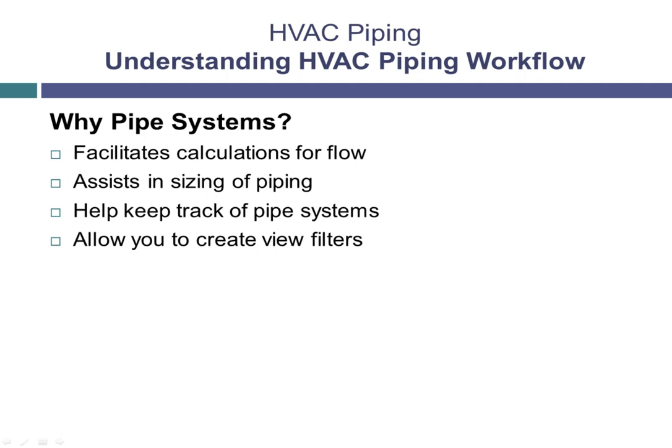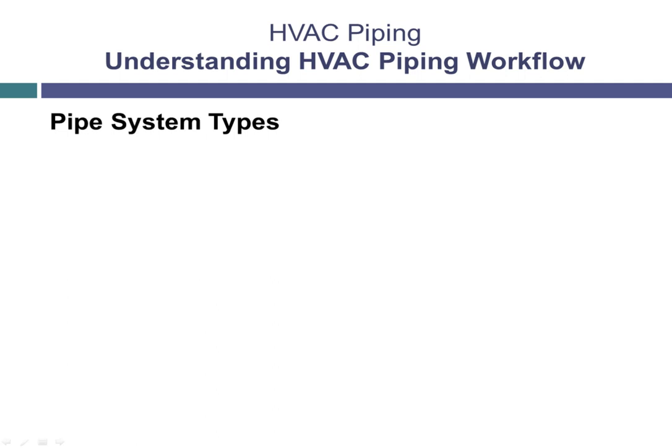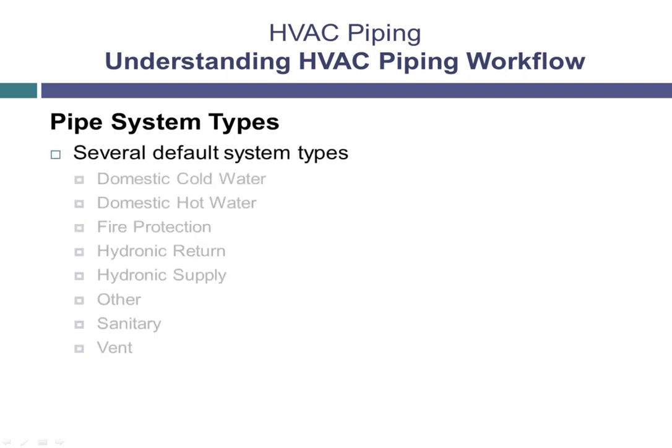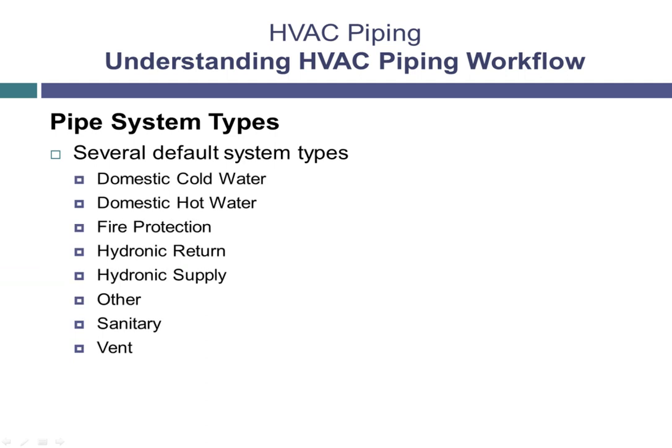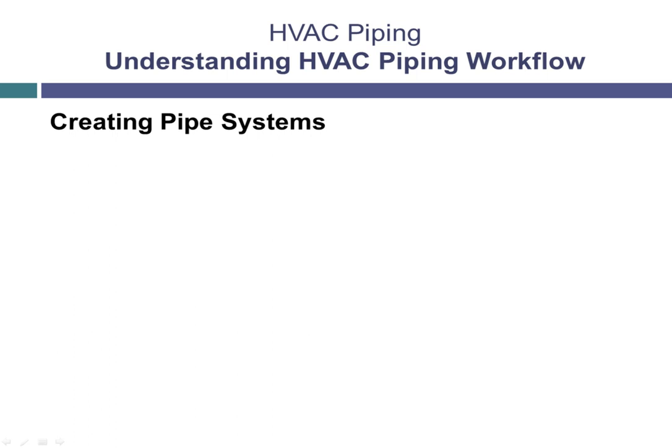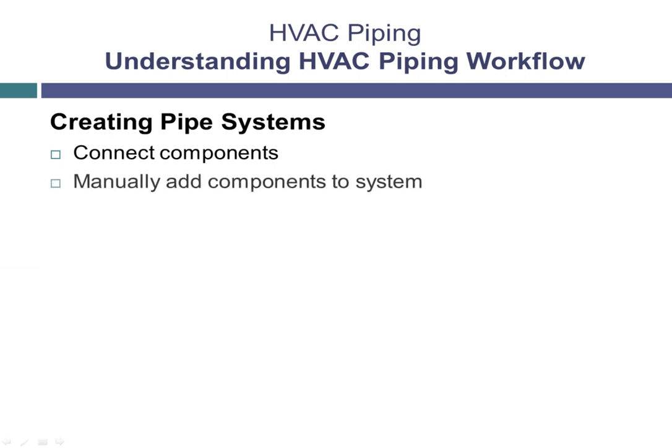By default, there are several system types for pipe, such as domestic, fire protection, hydronic, sanitary, and vent. However, you can create additional custom system types to handle the needs of the piping systems in your project. Remember that piping systems can be created in two ways. One way is to simply add pipe to connect the components, and they will automatically be added to a piping system. The other way is to select the components and manually add them to a system.